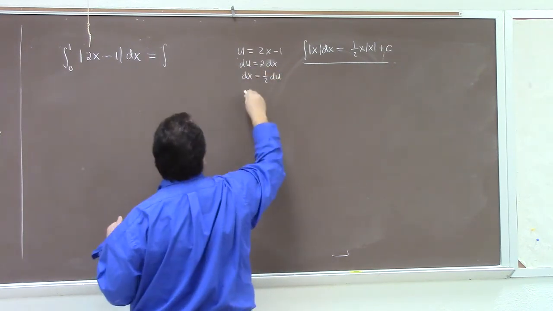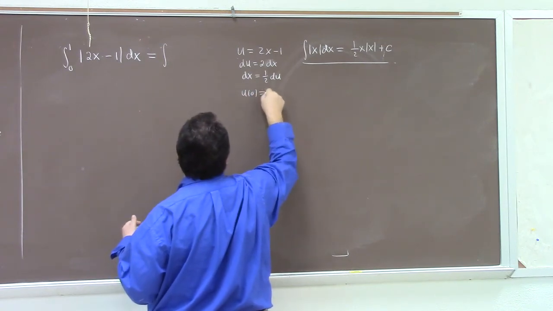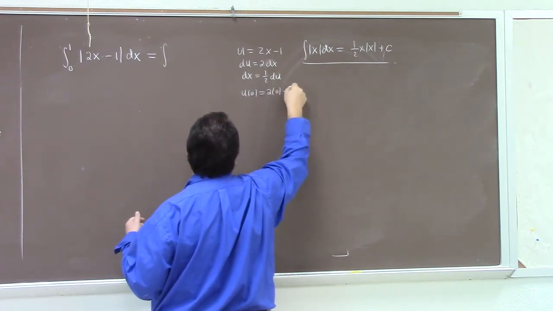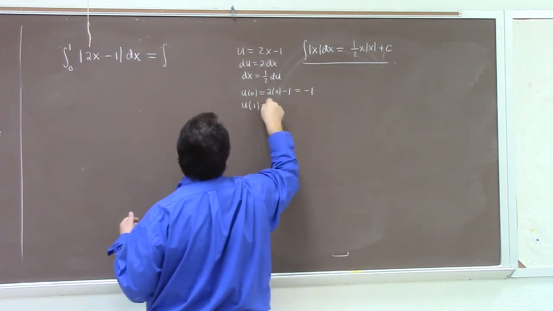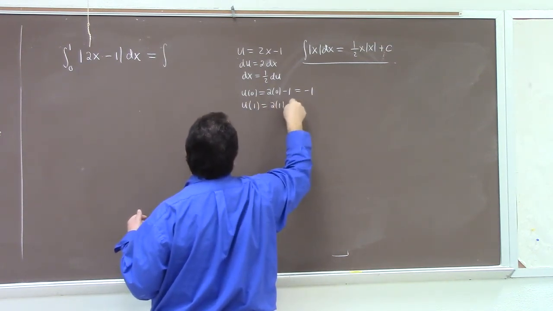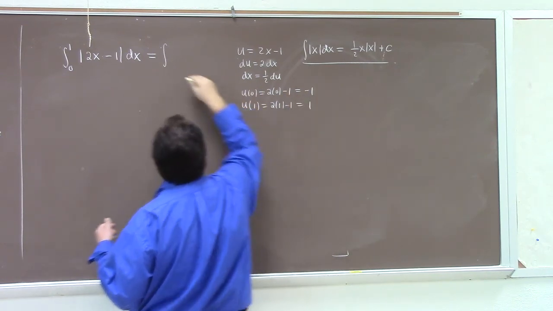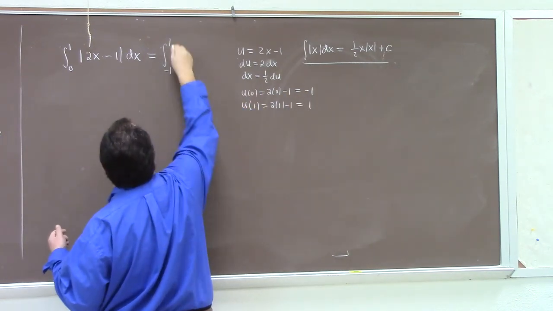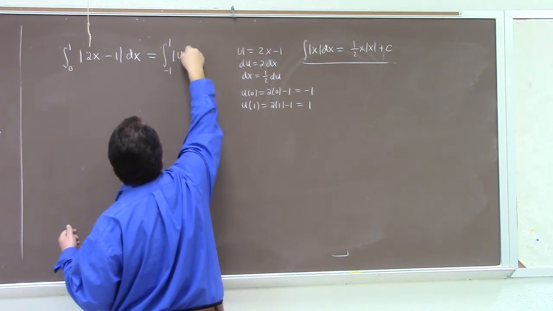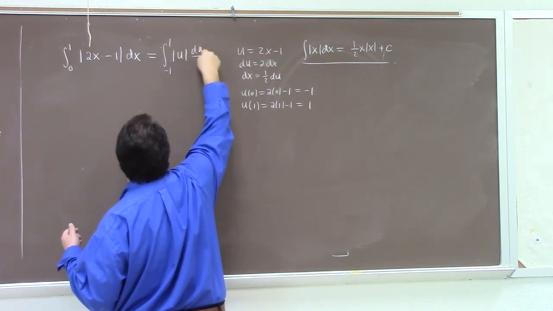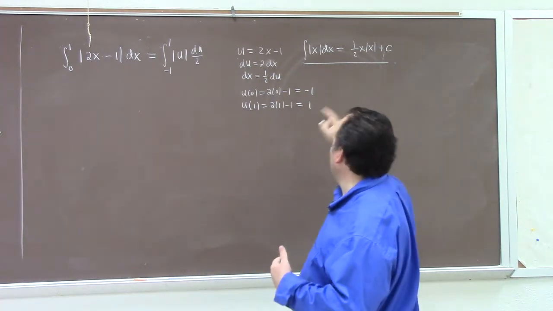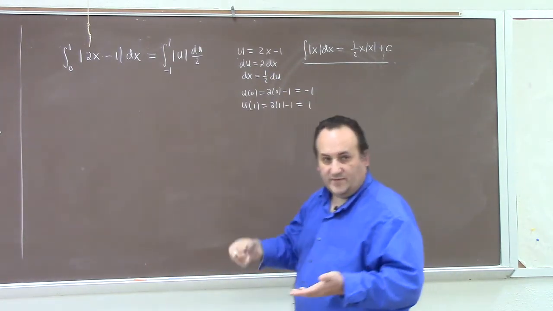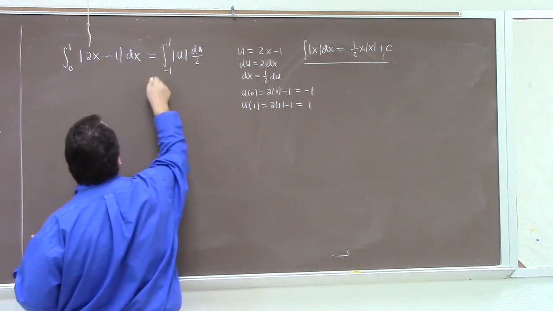And I also have to change the bounds. So u of 0 is 2 times 0 minus 1, right? U of 0 is minus 1. U of 1 is 2 times 1 minus 1, which is 1. So we go from minus 1 to 1 in the u variable. Absolute value of u times du over 2. So after I make a u substitution, then I can use my formula, but in terms of u.